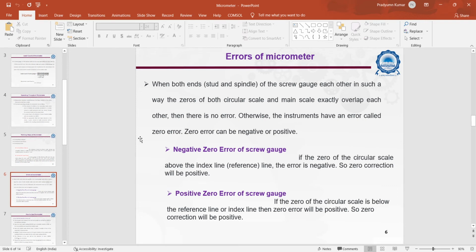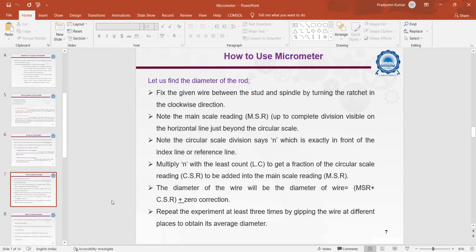Negative zero error of the screw gauge is when the zero of the circular disc is above the index line or reference line, the error is negative, so zero correction will be positive. Positive zero error of a screw gauge is when the zero of the circular scale is below the reference line or index line, then zero error will be positive, so zero correction will be negative. So how to use the micrometer?